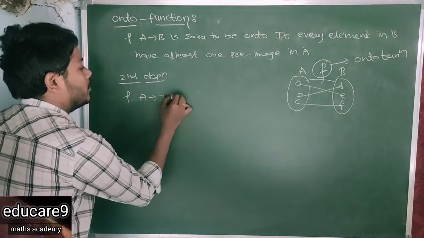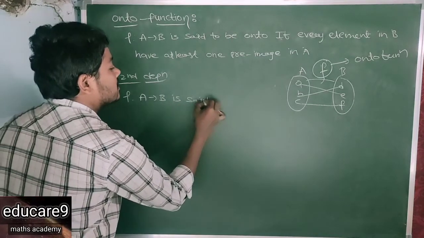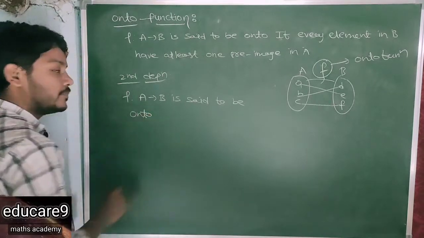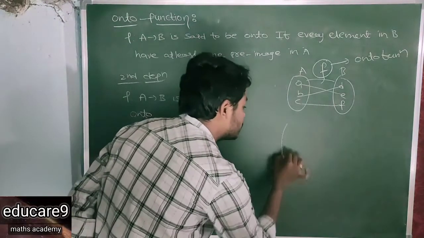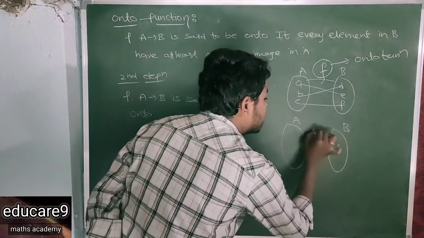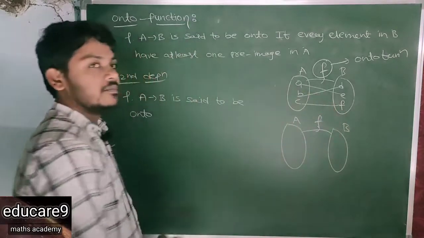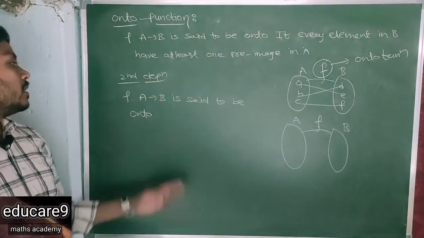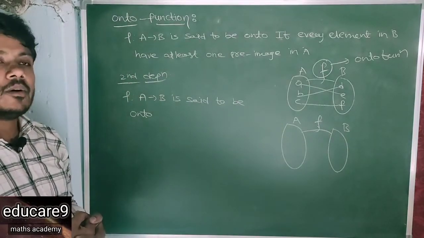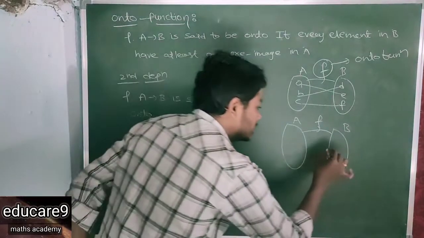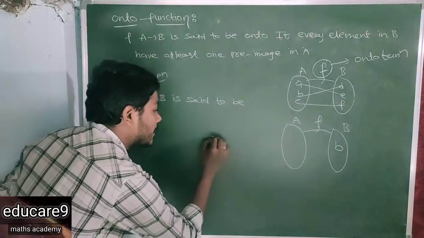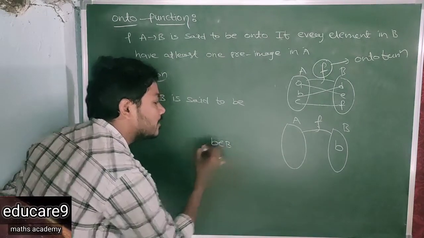A function f from A to B is said to be onto. See here, this is set A and this is set B, so there exists a relation f. Here f from A to B is said to be onto. So let's take some element in the codomain. Here, take b belongs to B.